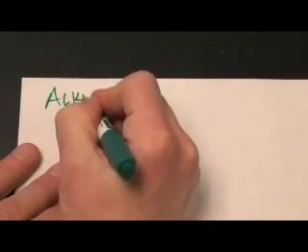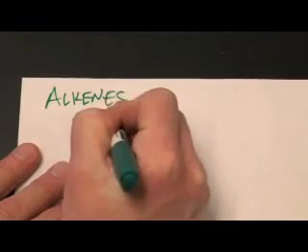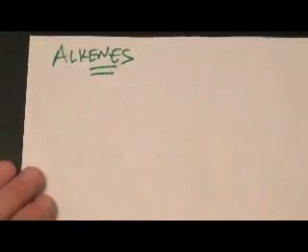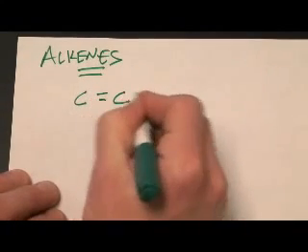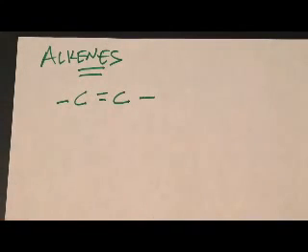Our next group of hydrocarbons we're going to look at are ones that have double bonds. And these are called alkenes. Alkenes, the E-N-E ending, means that we have a carbon-carbon double bond somewhere in the structure. Now, it doesn't necessarily mean that we have only one double bond. You could have more than one, but you more than likely will have at least one double bond in there, and it will always be ended with the E-N-E.